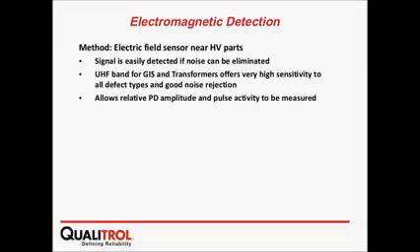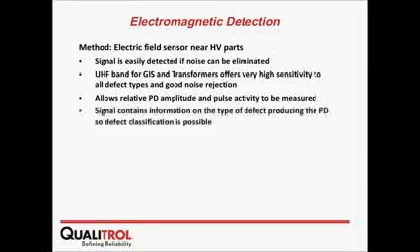So it allows relative PD, amplitude, and pulse activity to be measured. So with the amplitude and the frequency at which the partial discharge happens, it can compare and give you a description of your partial discharge. The signal contains information on the type of defect producing the PD, so defect classification is possible.